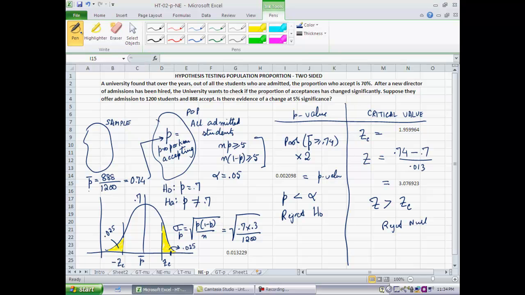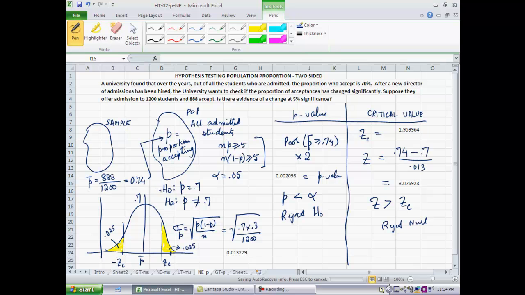hypothesis when in fact it is true, and the calculations that I have done here tell me that there is only a 0.2% chance that I would be seeing a sample statistic as extreme as 0.74 if the null were true as an equality. I would say it's highly unlikely that I got this by chance if the null were true. So I'll say, well, I'm very comfortable rejecting the null.